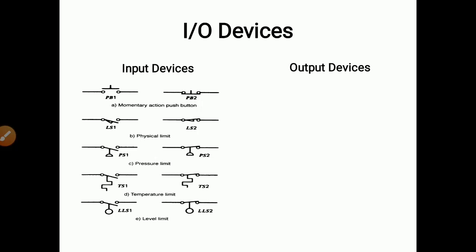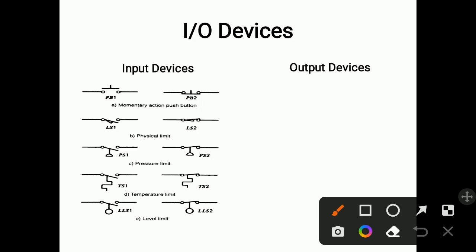The second switch is the physical limit switch. The symbol is shown like this, and it is denoted by LS1, LS2. They are also normally open and normally closed. The third switch is the pressure limit switch. You can see the symbol of the pressure limit switch. The fourth one is the temperature limit switch, and the fifth one is the level limit switch. So every switch has a different symbol, and all the switches come in open and closed form, normally open and normally closed.